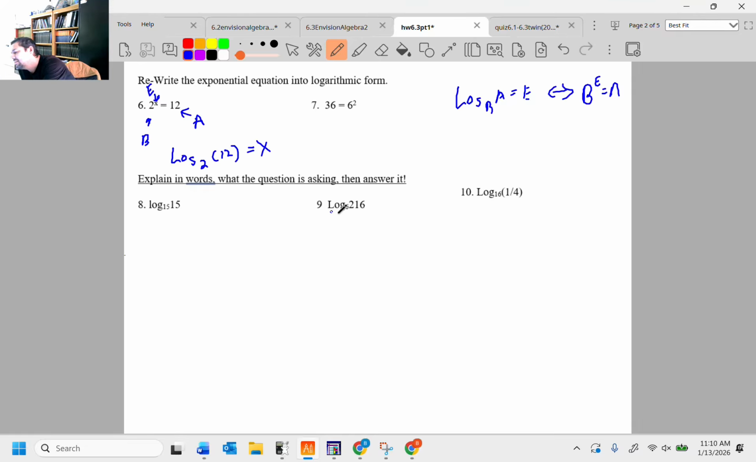All right, explain in words what the question is asking and then answer it. Number 9 has a base of 6, so it says what power, since 6 is the base, of 6 equals 216. Now I know 6 times 6 times 6 is 216, which is really 6 cubed. So the answer is 3.